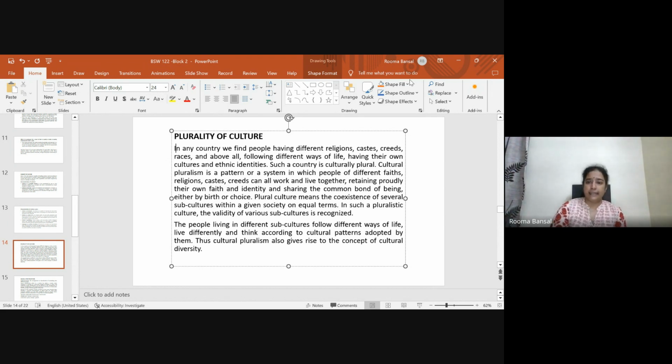Like in India, here we can take the example of India. We have different religions like Hindu, Muslim, Sikhism, Jainism, Buddhism, Christian. We have these religions, and so many castes within these religions are also available. They all live together and work together. They all have equal rights. It means our country is culturally plural.